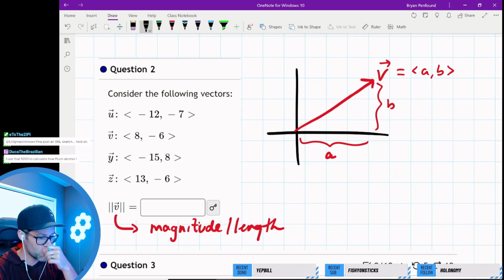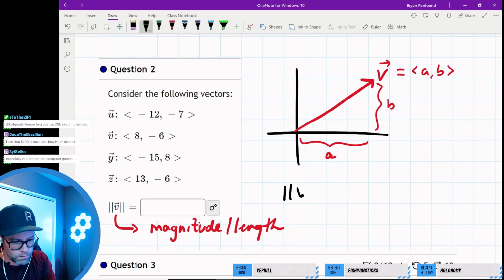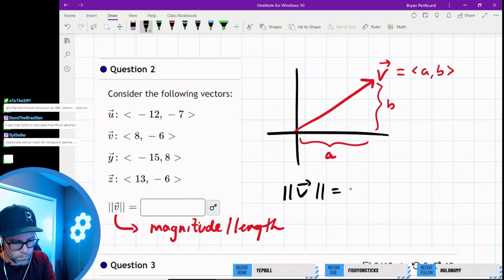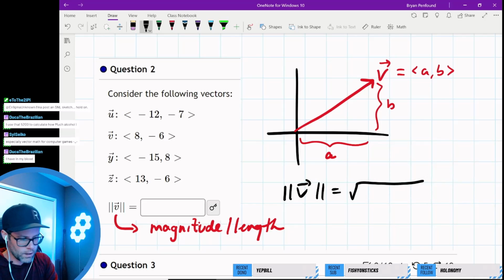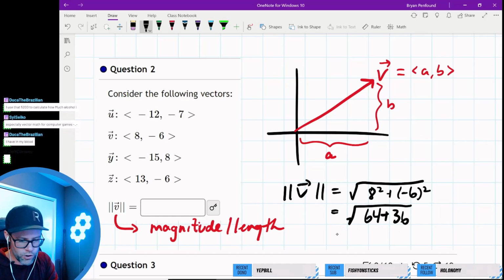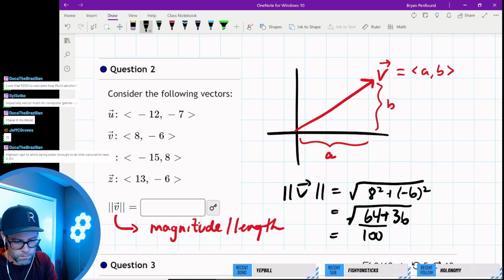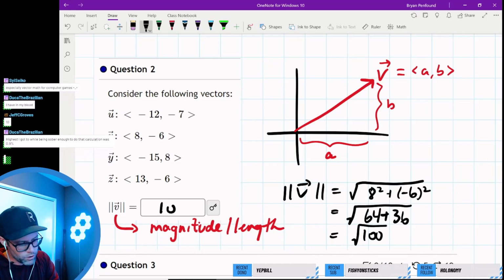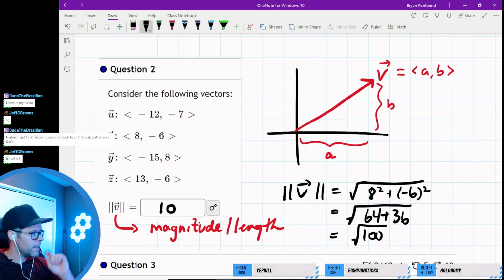So the length of the vector should be the square root of the first component of v, which is 8. We want to square that first component, so we get 8 squared, and then squaring the second component gives us negative 6 squared. Does this come out to be a Pythagorean triple? This is 64 plus 36. Is that 100? So the magnitude of this vector should be 10.